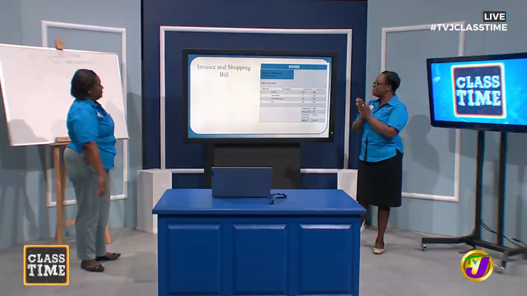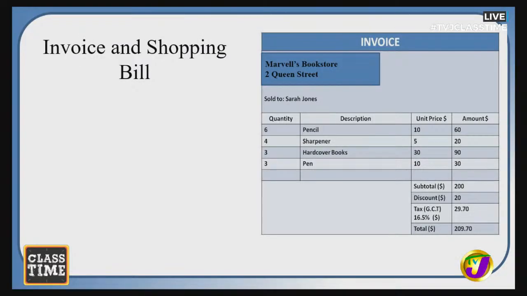Now here we have an invoice and a shopping bill. It says invoice and shopping bill. What is an invoice? And what is a shopping bill? Both of them will include a list of items. But there is a slight difference: while it gives the items as well as the cost for the items, the invoice comes before the delivery of the goods. And the bill, marked paid, is what you get after you have made your purchase and payment.